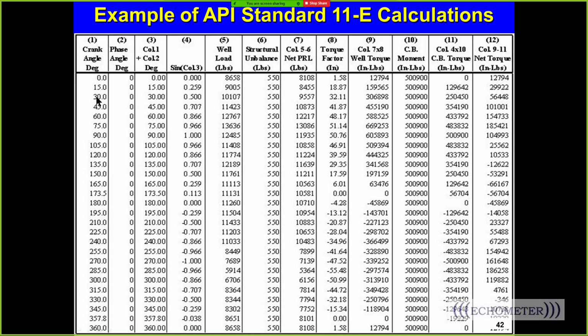We would find the crank angle for every 15 degrees and calculate the, well, first of all, we'd check for phase angle. We'd take the sine of the crank angle, and then we'd take the rod loading at every 15 degrees. We'd pick it off the curve, and then we'd subtract the structural imbalance to get the net rod load. We'd have to determine the torque factor, which is tough, a bunch of calculations, or pick it off the chart. And then the torque factor times the net rod load is the rod torque, and then the counterbalance moment times the sine of the phase angle plus the crank angle gives us the counterbalance torque.